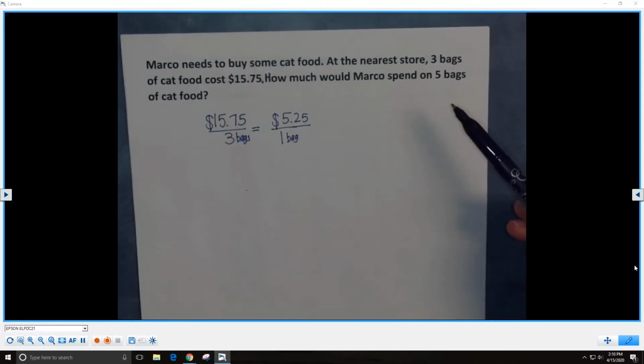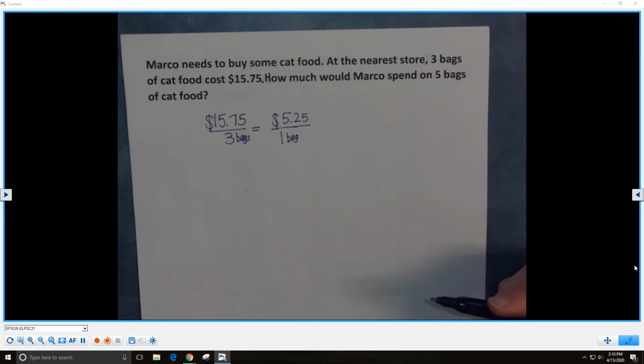Now, if we go back to the problem, it tells me that Marco needs to buy 5 bags of cat food. We've already solved to find the unit rate, so now let's create an equation. So go ahead and write yourself an equation using your unit rate or constant of proportionality. Make sure that you're using x and y variables so that when we check our answer, you can make sure yours is the same as mine.